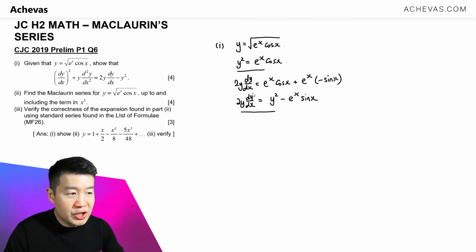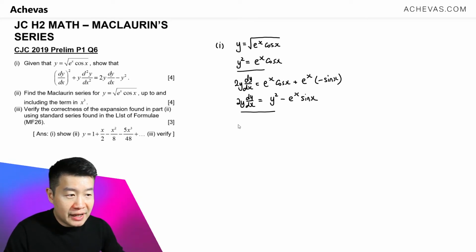So we have a differential equation of the first order because we have dy dx. And what the question wants us to show is a differential equation of the second order. So we need a d square y dx square. Let's try to differentiate this one more time. We will get a d square y dx square.